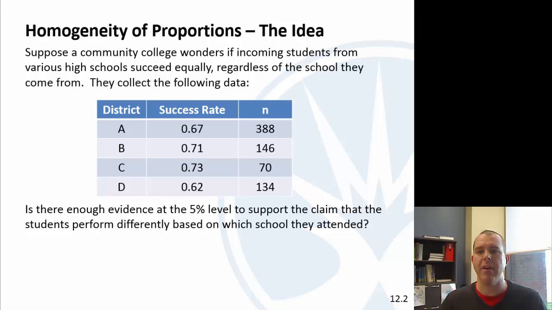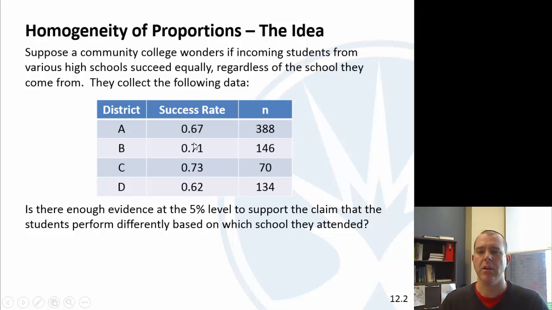The next one we have is called a homogeneity of proportions. When things are homogeneous, they're all the same. So we're wondering here if all the proportions are the same. What I have are some sample data from, say, various high schools, and we're wondering if students from those various high schools all perform equally at the community college. So we have 4 different districts, the success rates from students in those districts, and the number of students from those districts.